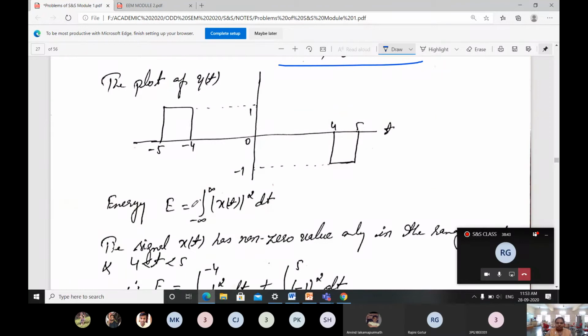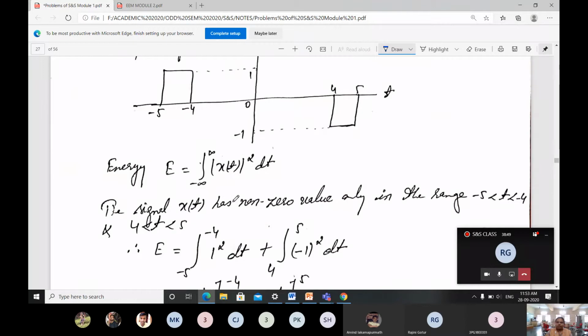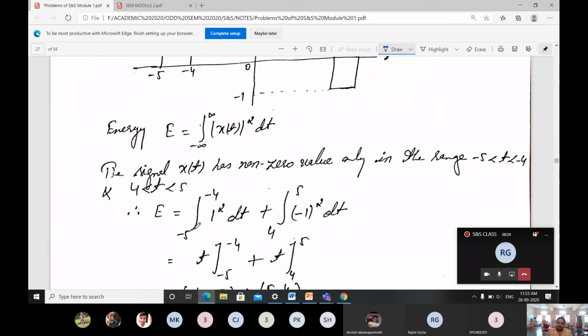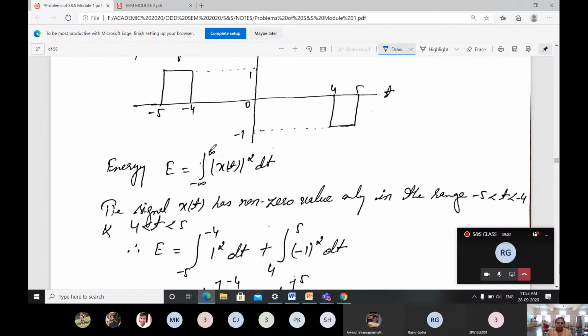Next, use the energy equation, where the integral varies from minus infinity to plus infinity of x of t whole square into dt. The signal is nonzero over two intervals only, from minus 5 to minus 4 and then 4 to 5. For that reason, the limit changes from minus 5 to minus 4. What is the amplitude here? 1 square into dt, plus the integration from 4 to 5, where the amplitude is minus 1 square, into dt.